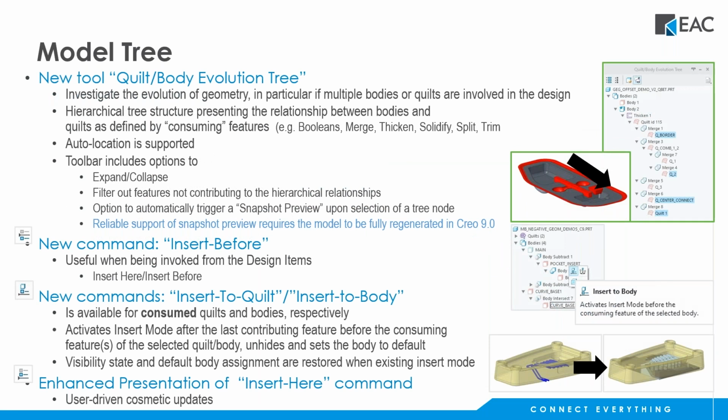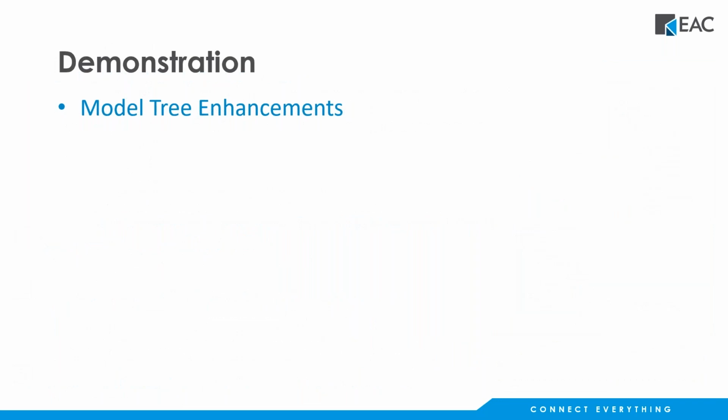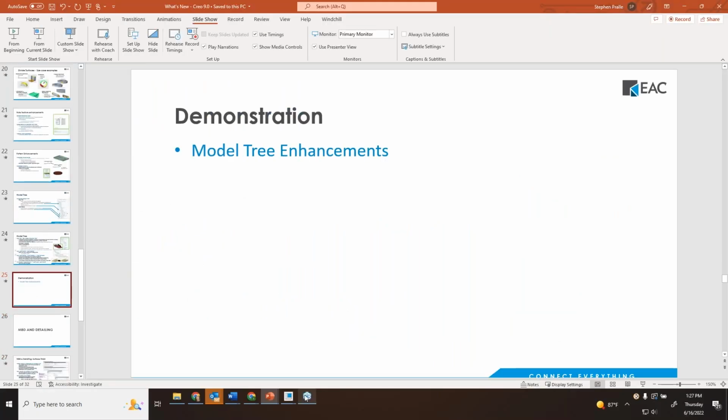Along with this, we also have a new tool called the Quilt and Body Evolution Tree. So this basically shows the evolution of our geometry based on our bodies and quilts that were involved in making the design. So it basically represents the step-by-step process of how this was made in terms of bodies and quilts. We also have new commands for our model tree, one being the insert before. We have new commands around insert to quilt and insert to body. And then finally, an enhanced presentation of our insert here command. So let's go back over to Creo 9 and check out some of these model tree enhancements.